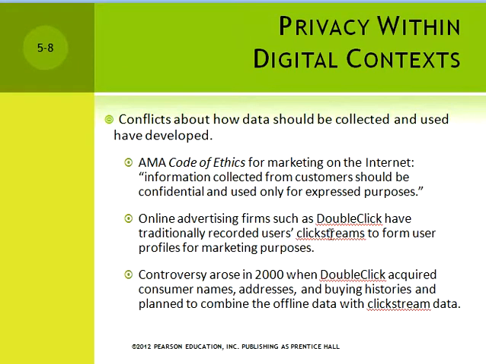However, it became really an issue once they acquired a company, and this company had the physical data of a number of consumers and customers. When DoubleClick bought them out, of course there was a big concern that now all of this physical data will be digitized, and even those who are not online will have their data available to DoubleClick too. So the controversy arose when DoubleClick acquired consumer names, addresses, and buying histories and planned to combine the offline data with the click stream data. This is where the government got into action and stopped them from this practice, and then questions were asked about what is legal here and what is ethical.